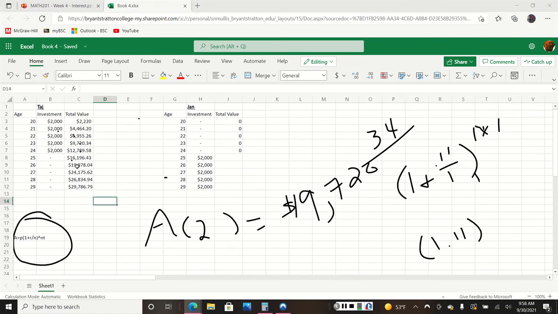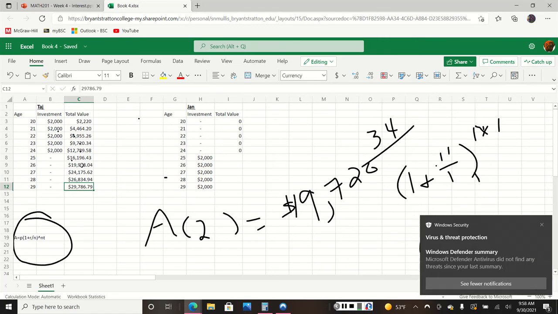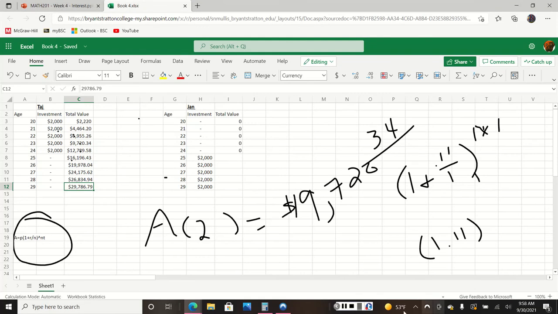All right, so I went on ahead and entered the total amounts because again, the amounts are accumulating every year. We're just putting the previous number in and multiplying it by 1.11. So once Taj gets to 29 years old, she has almost $30,000, and that's off of a $10,000 investment. So we're going to move on to Jan.